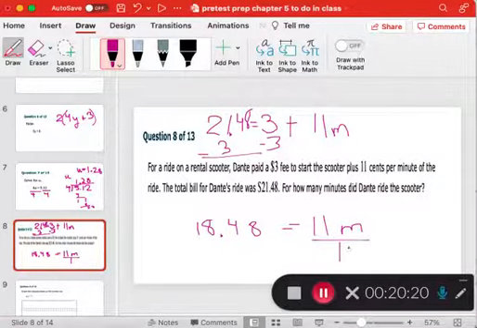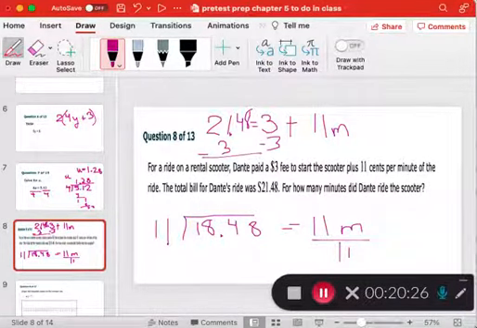My biggest question is, do you move the decimal point? Because I've been kind of stuck on that. Okay, so let's look at this. Let's look at this.